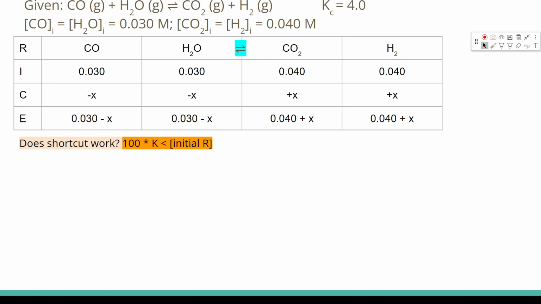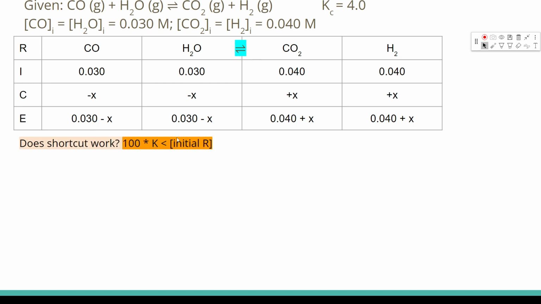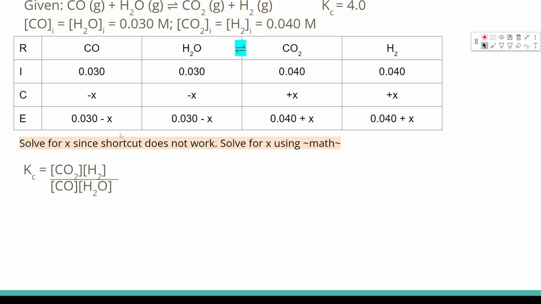Okay, so whenever I have a rice table, I always like to check if the shortcut works. So 100 times K, is it less than the initial reactant concentration? 100 times K, so that's 400. 400 is way more than these, so the shortcut doesn't work. I can't make these just equal 0.030, so I have to actually solve for x using math. Okay, so let's math.